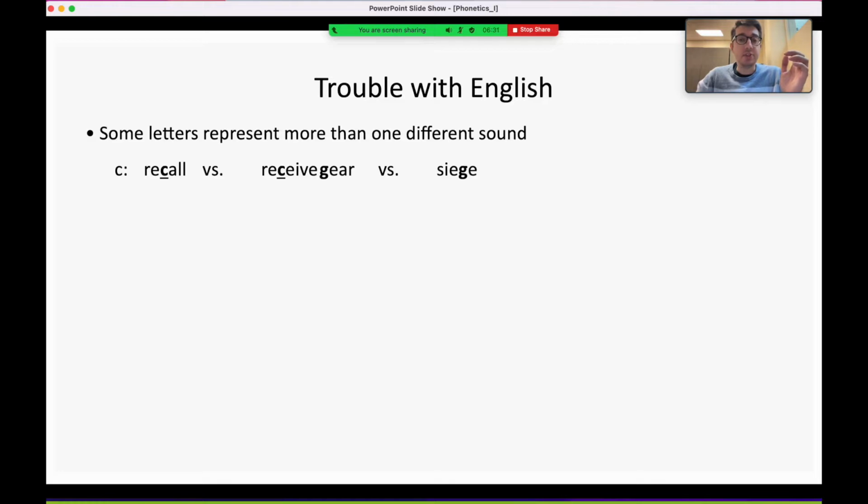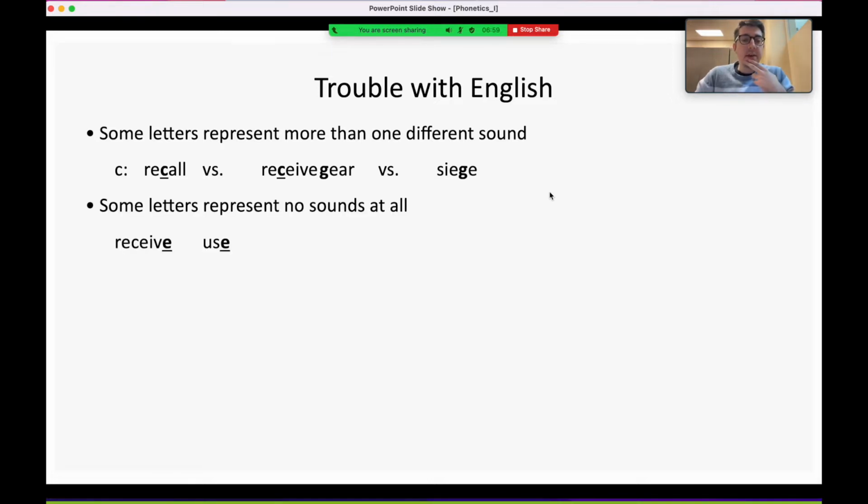The trouble with English is that some letters represent more than one different sound. For example, C in recall is actually a K sound, not C. Receive is actually an S sound. Gear and siege, this G letter represents two sounds, G and J, which are completely different. Some letters represent no sounds at all, such as in receive and use. There is no letter, there is no sound there.